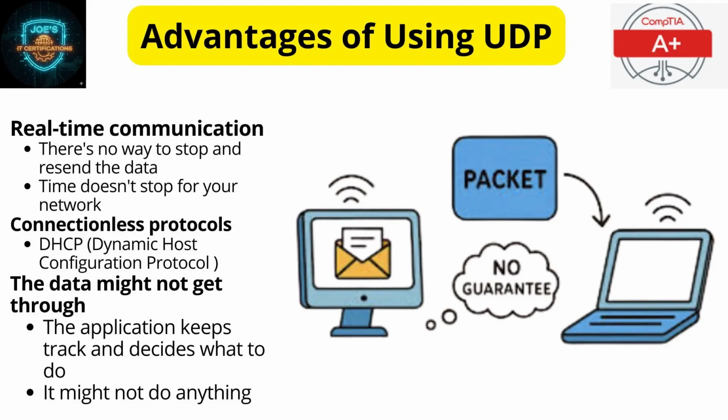This requires the application itself to be able to manage that process, and some applications like voice over IP apps might not do anything if data is lost. If information doesn't make it through, then it will simply continue sending the voice over IP traffic, and if the users didn't receive information, they'll simply ask someone to repeat what they just said.